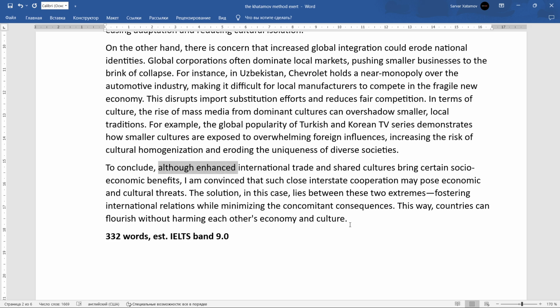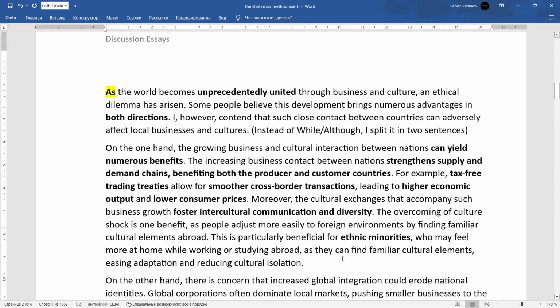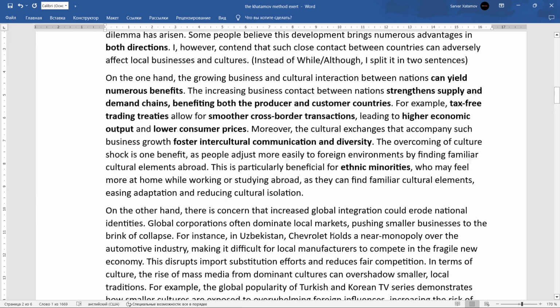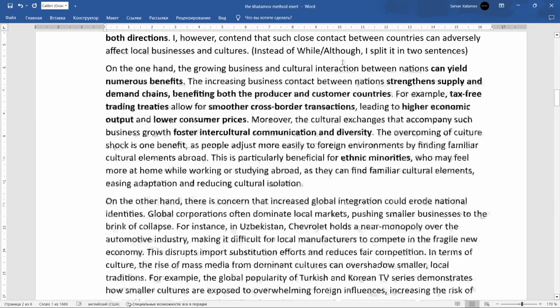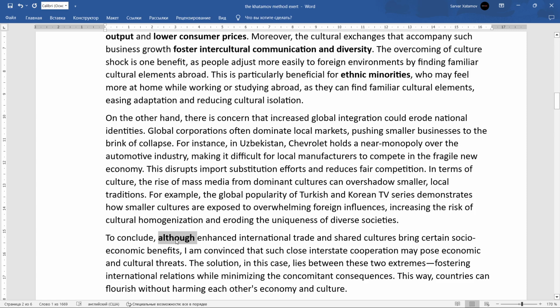Although, the reason why, let me just explain. The reason why I split my introduction in the beginning was so that I can use although, not while, because everyone uses while in their introduction and conclusion. I want to play different, so I used although in the conclusion.